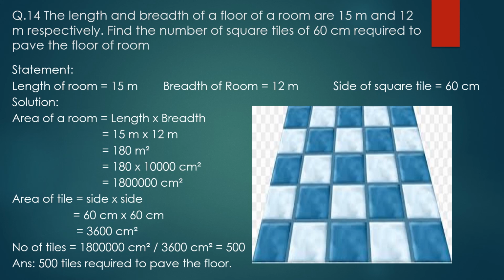Then area of a tile is 3600 centimeters square, and when we divide the area of floor by area of tile, we got 500. So we need 500 tiles to pave the room.